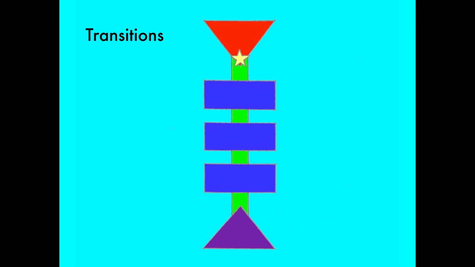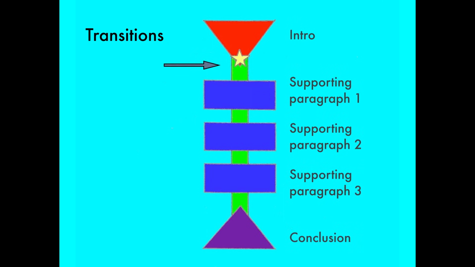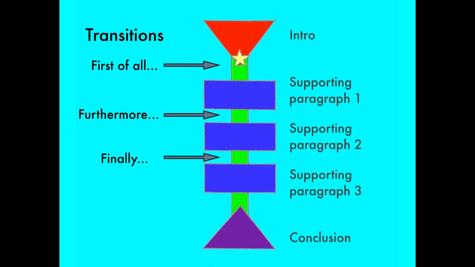That's a paragraph transition. Here, you might say something like, first of all. Here, you might write, furthermore. Here, at the last supporting paragraph, you could put, finally. And here you could say, in conclusion, or so. Those are pretty simple, mechanical transitions. They aren't very clever, but they'll do the job.